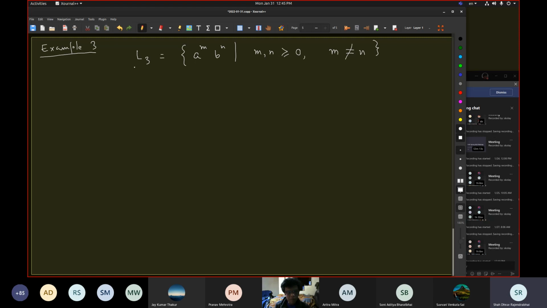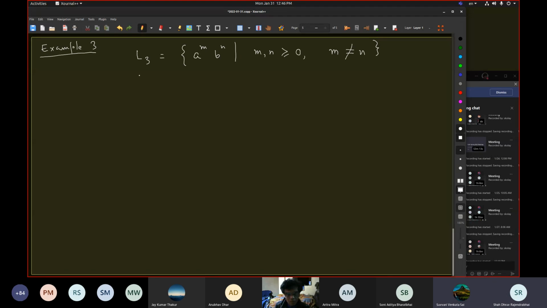So is it the complement of that first language L1? Sir, for example, string BA is in neither of them. So be careful. The complement of L1 definitely contains all strings of the form a^m b^n with m not equal to n, but it also contains strings where a appears after b. BA, BAAB, all these things are neither in L1 nor in L3.